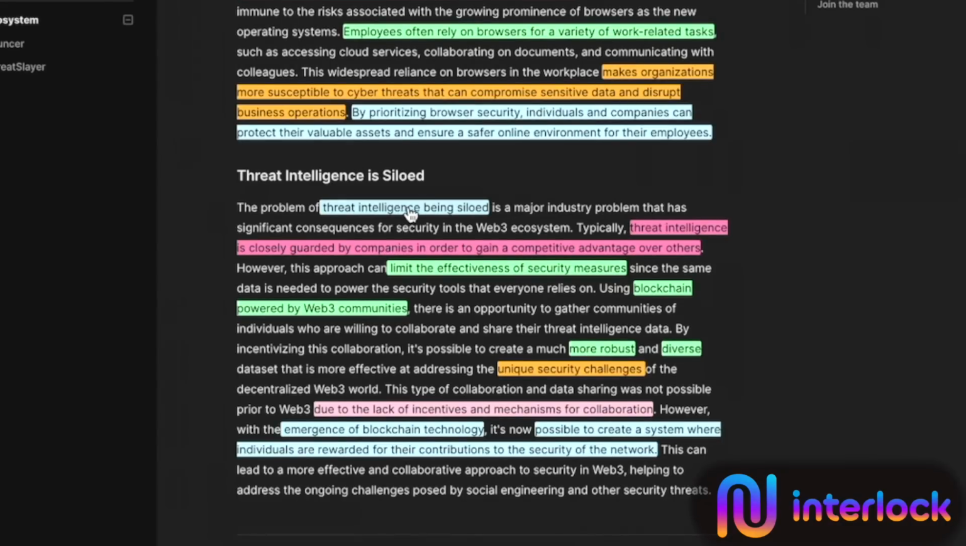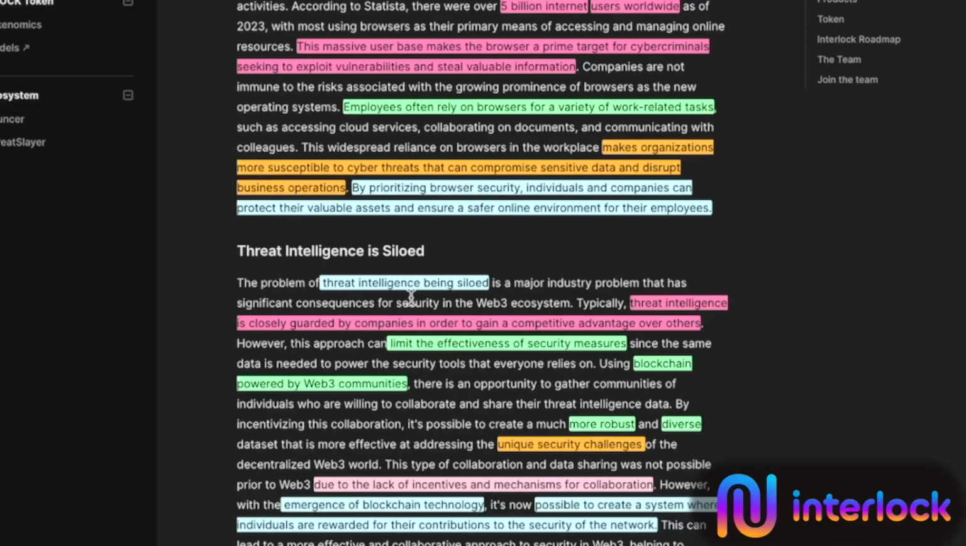The problem with the threat intelligence being siloed is a major industry problem that has significant consequences for security in the Web 3.0 ecosystem. Now, just so you guys know, cybersecurity salaries are through the roof. And do you want to know why? Because a lot of this information, this threat intelligence, is actually siloed, and companies are able to keep all this data inside of their companies and not share it and make it proprietary.